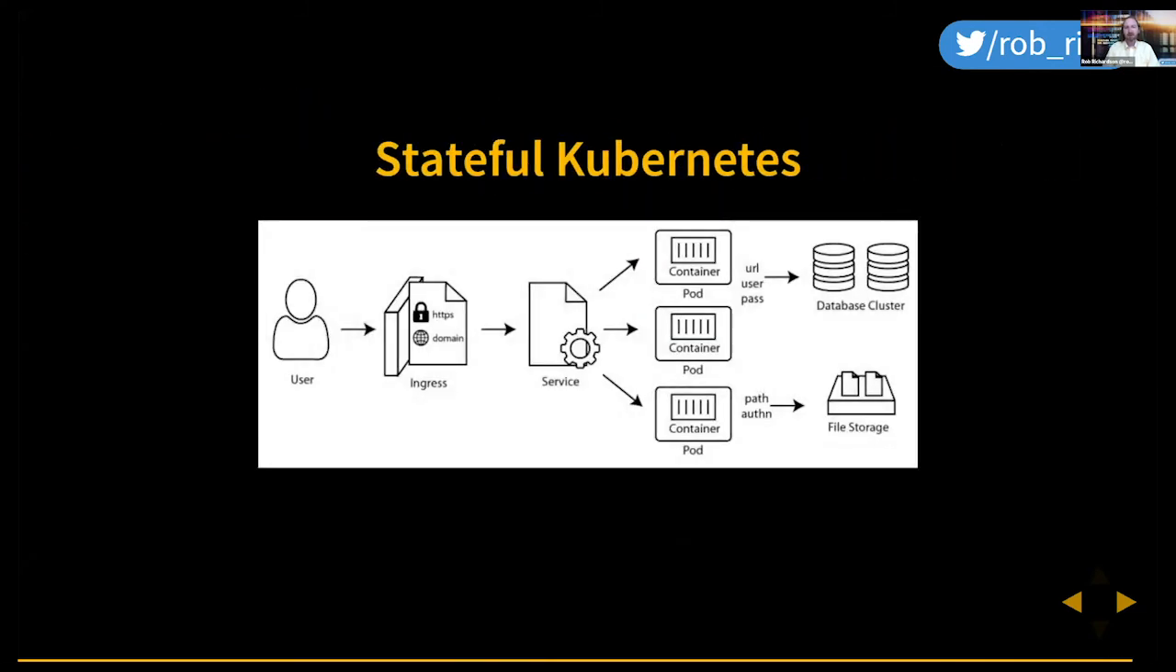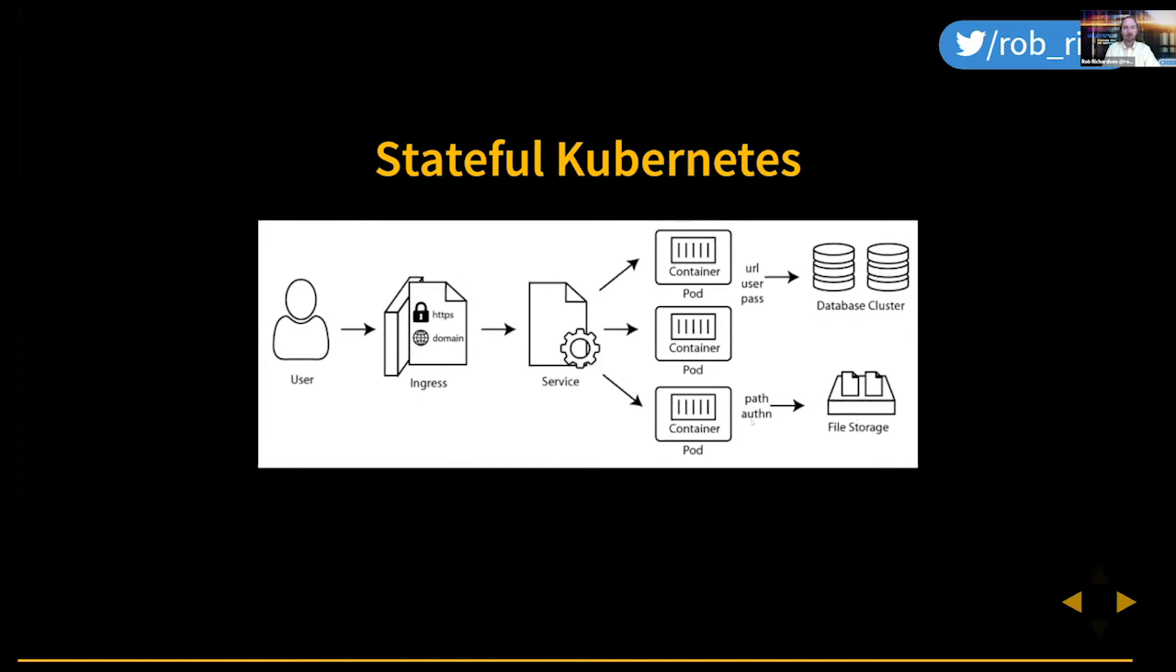So we looked at all of the different pieces. We looked at ingress and service and containers and pods, and all of those are the stateless resources. But now we added to it all the extra pieces that are the stateful resources in our cluster. We may have file storage. We did that with volumes. We may have a persistent volume and a persistent volume claim to be able to map those into containers.